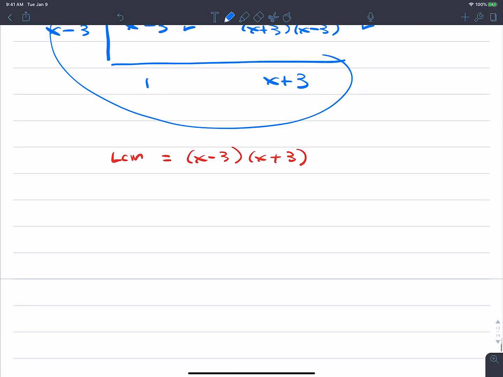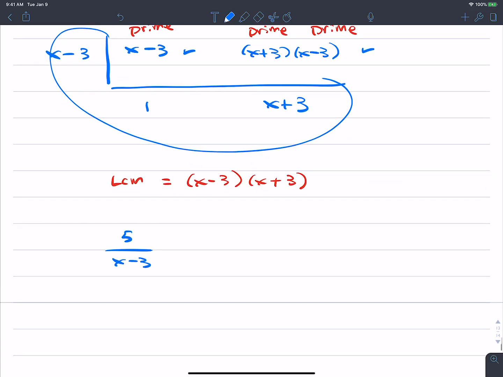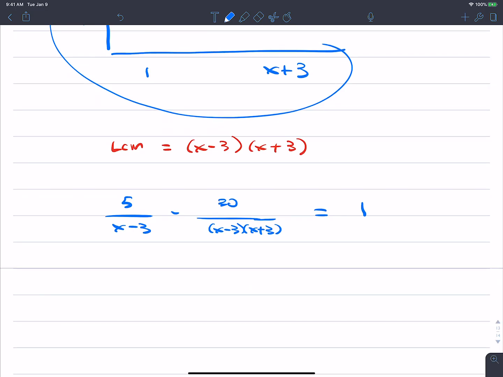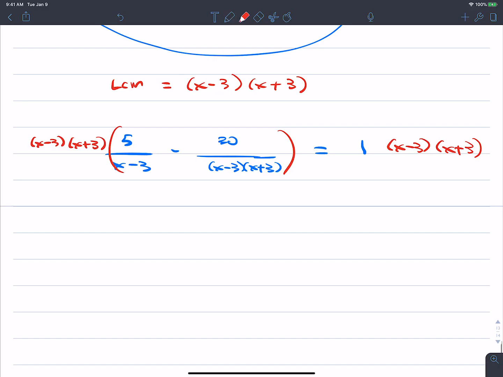All right. 5 over x minus 3 minus 30 over x minus 3 x plus 3 equals 1. So multiply the left side by x minus 3, x plus 3, and the right side by x minus 3, x plus 3. And don't forget, on the left, you have what again? Two terms. You have a difference here, right?